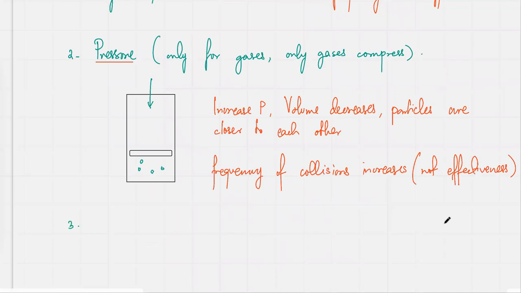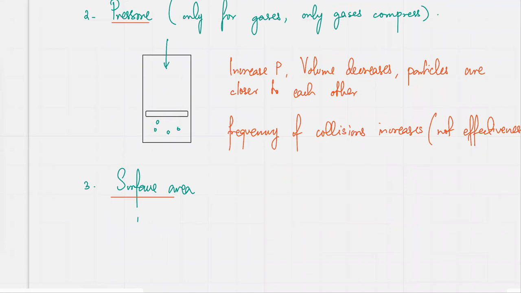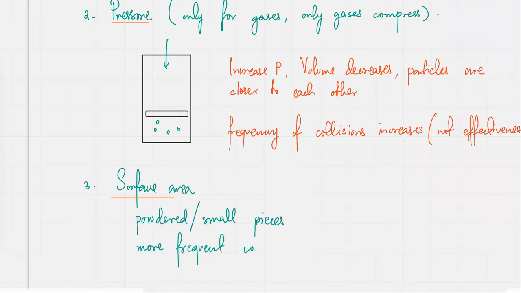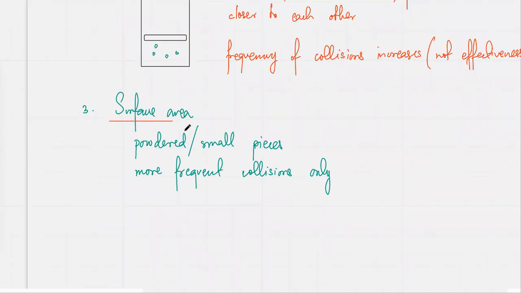Number three is surface area. When you have a higher surface area, powdered or small pieces always have a higher surface area. I'll just quickly go over this. You'll just have more frequent collisions only. Effectiveness does not increase. With powder, more particles are exposed so they are able to react. If you've got big chunks, then the outer layer could react, but the inner particles cannot react. So the number of collisions would decrease because the inner particles cannot react.